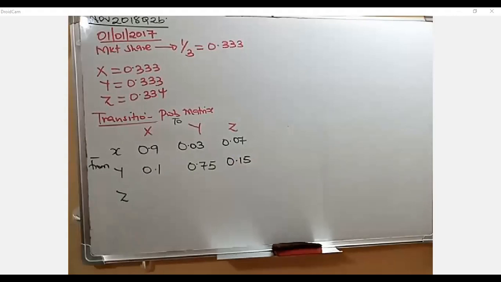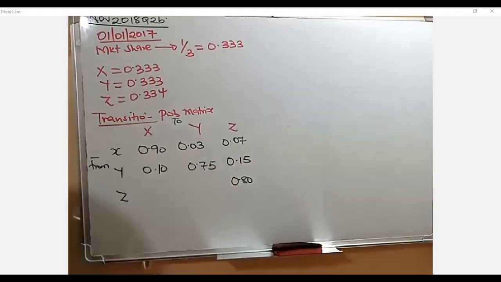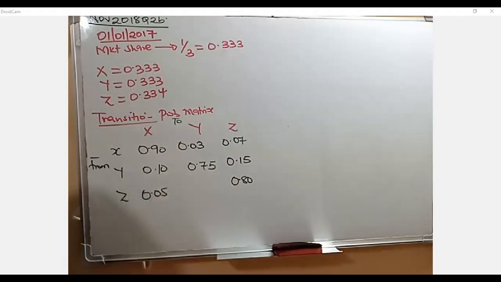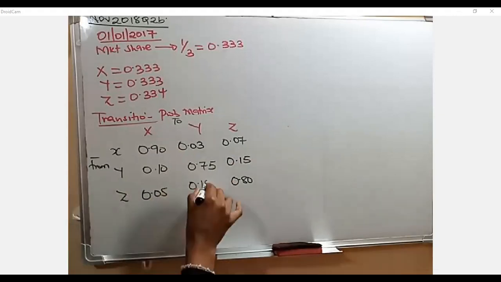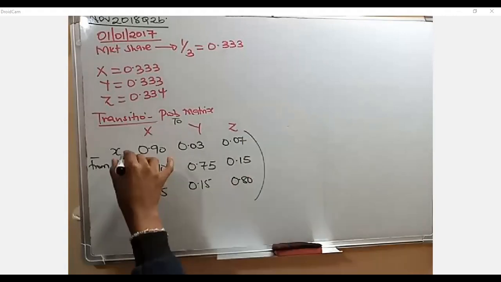Then when you go to Z, which is additional information 3, Z Limited has retained 80%, 0.80 of the customers, but has lost 5% and 15% to X and Y. So it means 5% for X, 0.05. Then the other one is 0.15. This is my transition probability matrix.